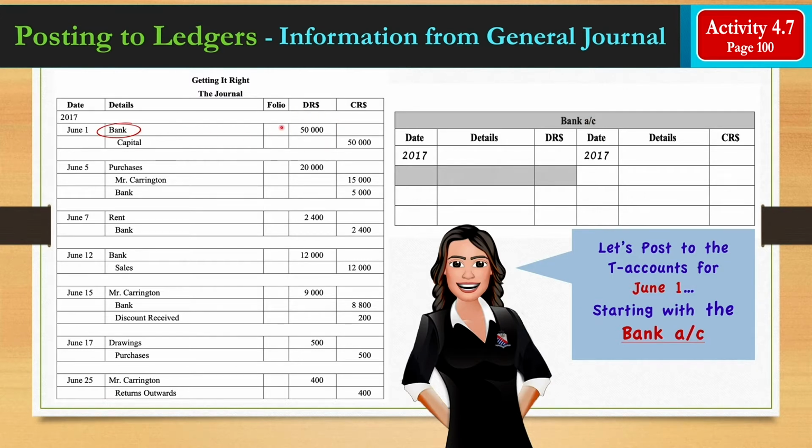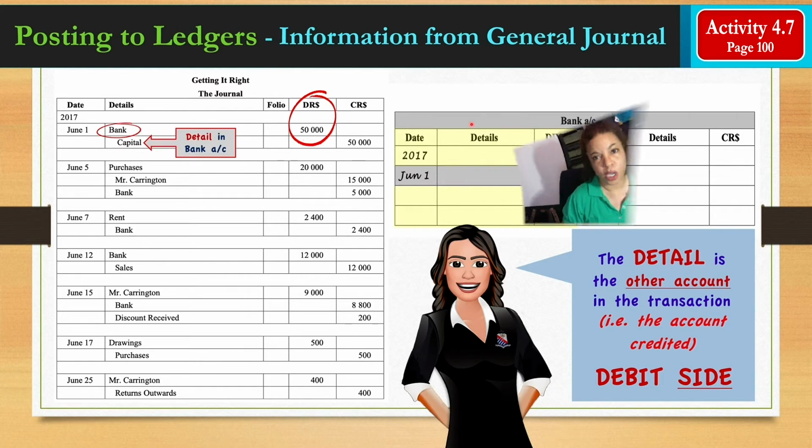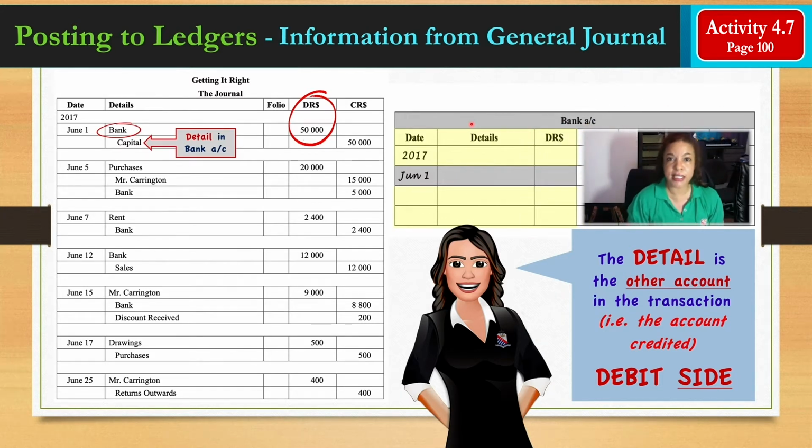And your instructions from your general journal says to go on the debit side. So what does that mean? This is your debit side. So you're going on the debit side of your bank account and you're just putting the information. June the 1st, what would the detail be? Very simply, the detail is the other account in the transaction. More specifically, if you are on the debit side of the account, then your detail is the account that was credited. So if you look at our transaction, we are in the bank account on the debit side. So our detail is going to be capital, which is the other account that was credited.